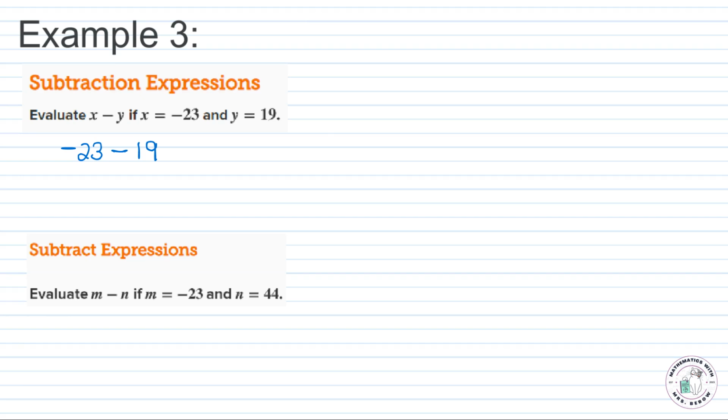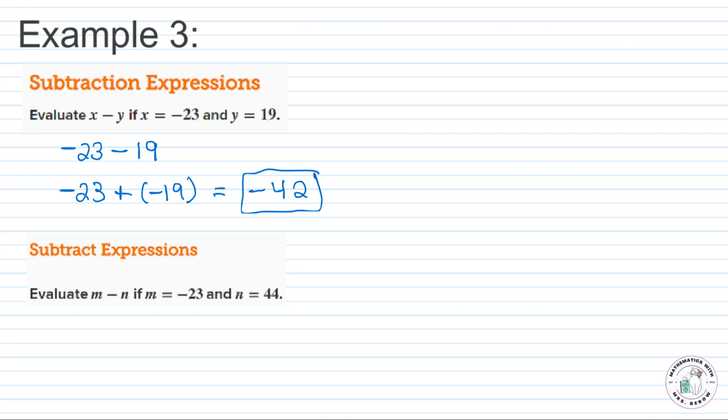And we're going to follow the trick that we've been talking about. So we're going to keep, change, change. So we're going to keep the negative 23. We'll change the subtraction into addition and change the 19 into its opposite, which is negative 19. Negative 23 plus negative 19, these are the same sign, so we're going to add like normal. 23 plus 19 is going to be 42, and because they're both negatives, it's going to be a negative 42.